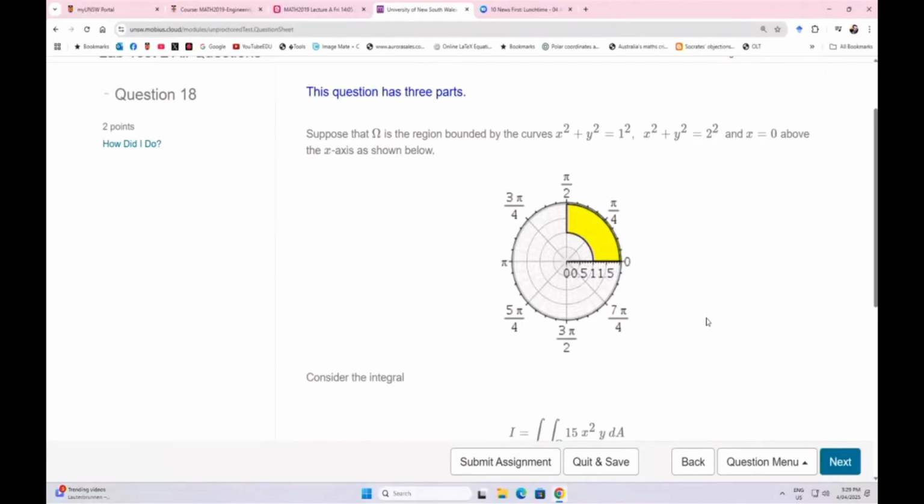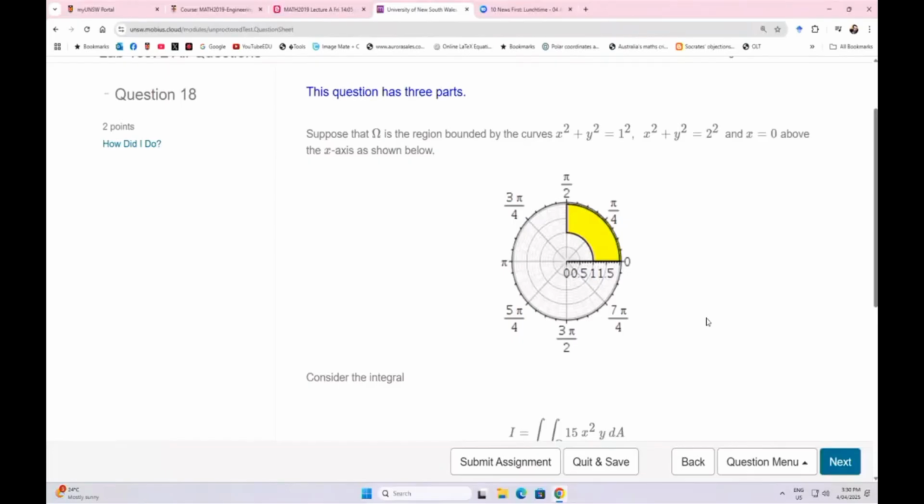Who can tell me, how would you describe the yellow region in terms of polars? So theta's between what? Yep, theta's between 0 and pi on 2, so it's a quarter of a revolution. And what about the r? Yeah, between 1 and 2. Perfecto. So if I was doing this question, I know what my region's going to be.